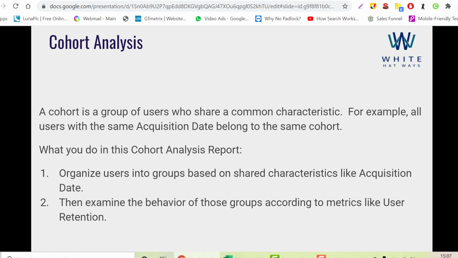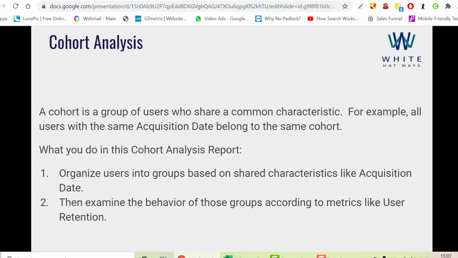After that, what it says is, for example, all the users with the same acquisition date belong to the same cohort. So while we are making this report, the cohort which we are making, the group which we are making, has a common trait, which is acquisition date. So all these users are those users who have the same acquisition date. They were acquired by my website on the same very date.